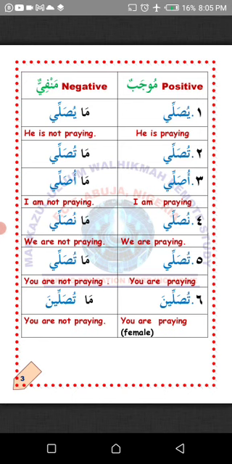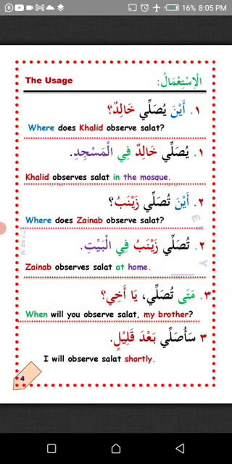Al-istimal, the usage of the noun. Number one. Ayna yusalli Khalid? Where does Khalid observe Salah? Now the answer. Yusalli Khalid fil masjid. Khalid observes Salah fil masjid, in the mosque.